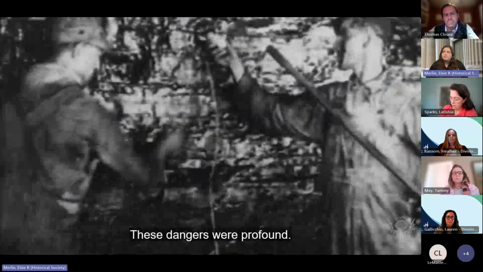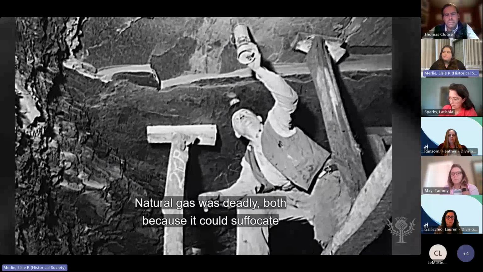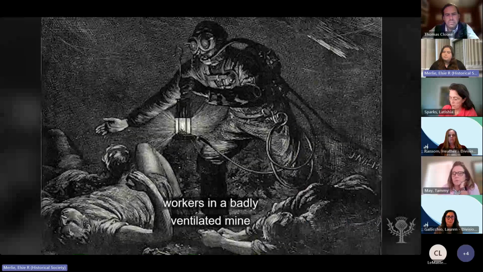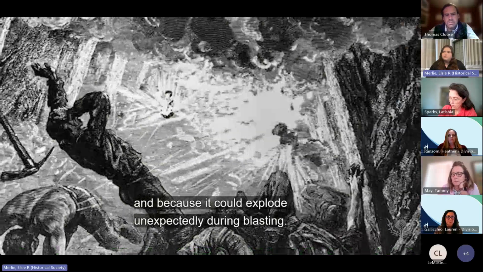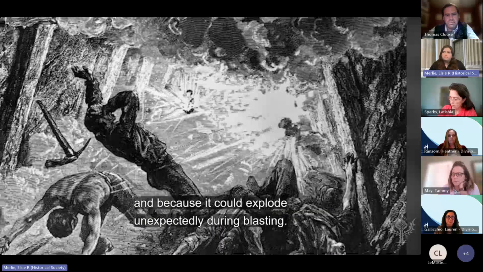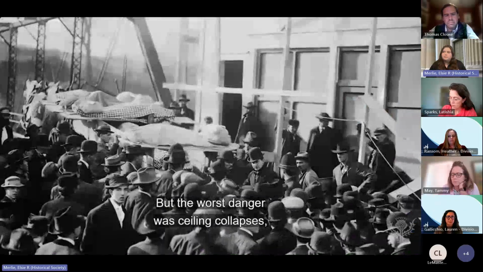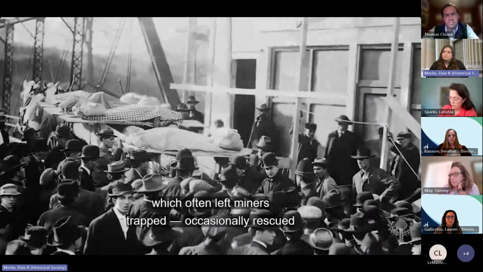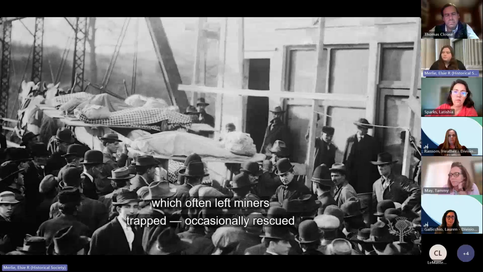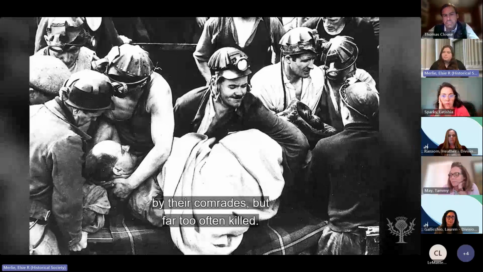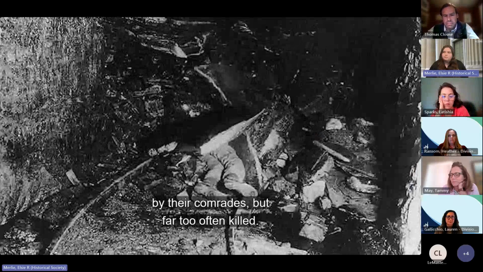These dangers were profound. Natural gas was deadly, both because it could suffocate workers in a badly ventilated mine and because it could explode unexpectedly during blasting. But the worst danger was ceiling collapses, which often left miners trapped, occasionally rescued by their comrades, but far too often killed.